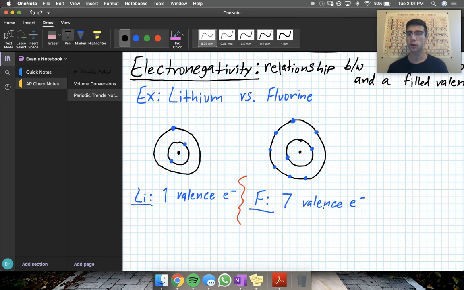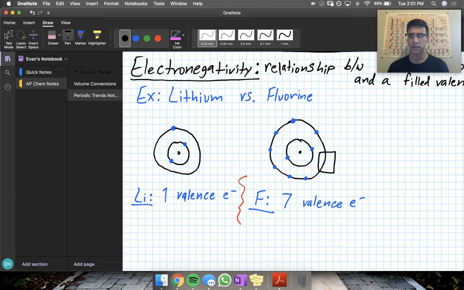So because fluorine is so close to filling its valence shell, and it has a really strong nuclear charge, right? As we move across, the atomic radius shrinks because the nuclear charge is stronger. So it's not really likely that fluorine is going to want to give up any of its electrons, because it's only one electron away from filling this last spot right here, which means fluorine is really, really likely to take electrons away from other atoms, partially because of how close its valence shell is to the nucleus, and partially because it only has one more electron to fill its valence shell in the first place.